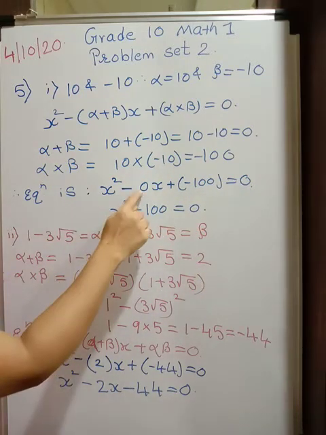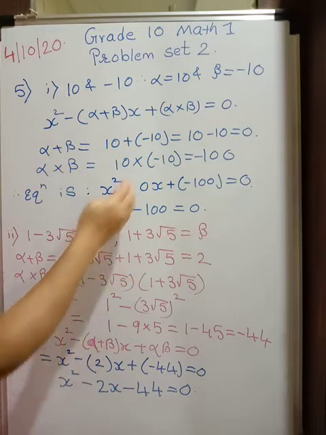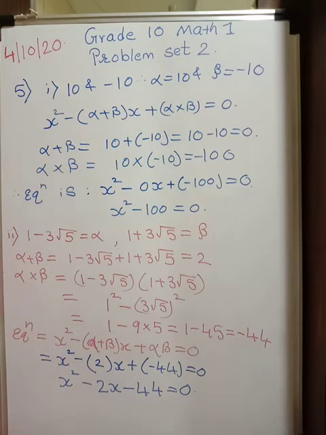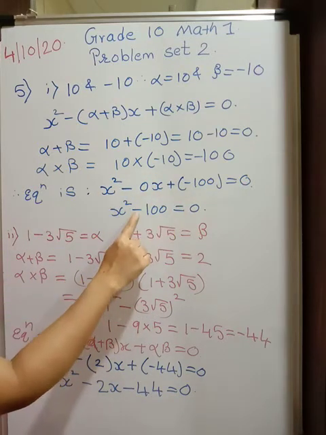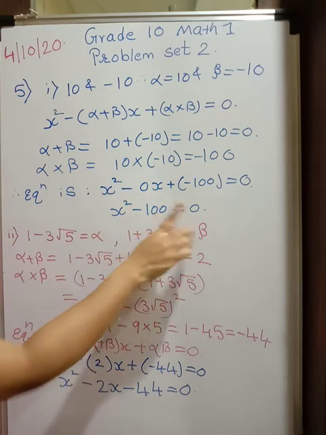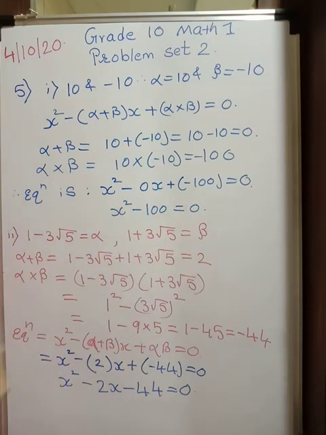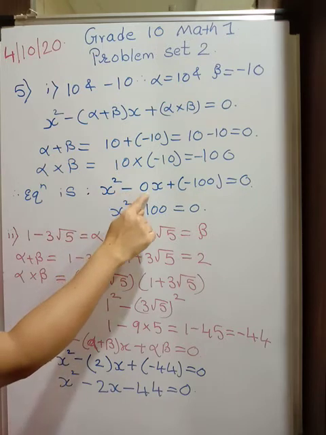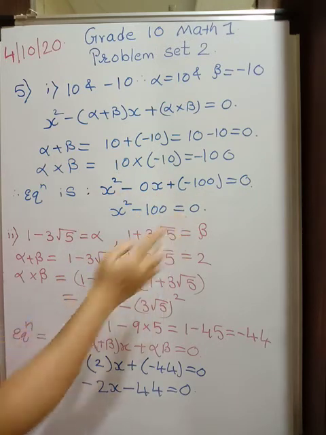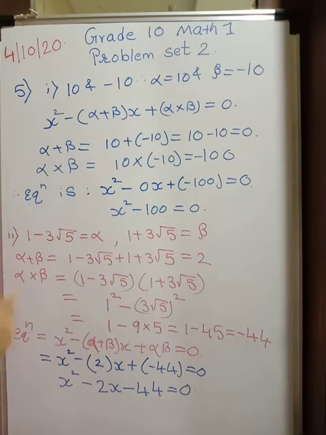What do you get? Minus 0 into x is nothing, therefore I am omitting this term. Plus into minus is minus. So what I have is x square minus 100 is equal to 0. Even if you write x square plus 0x minus 100 is equal to 0, that is also correct. Okay. Let's go for the second.